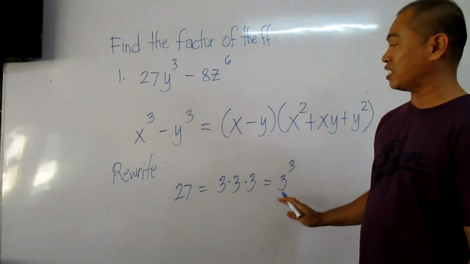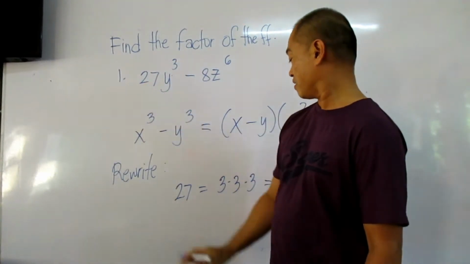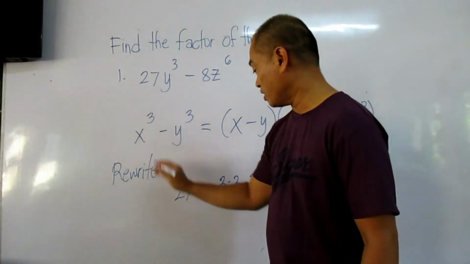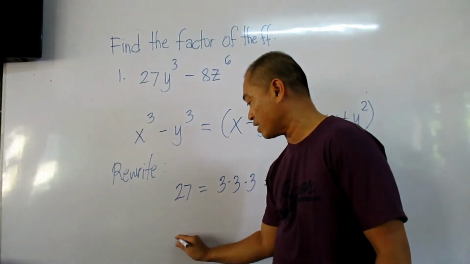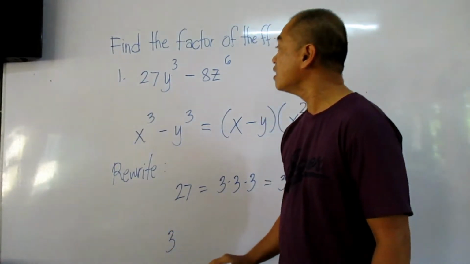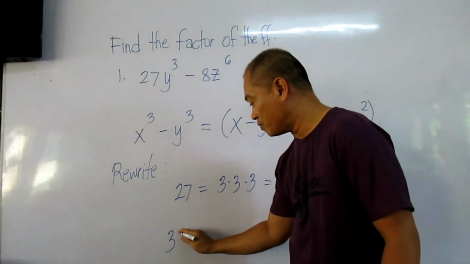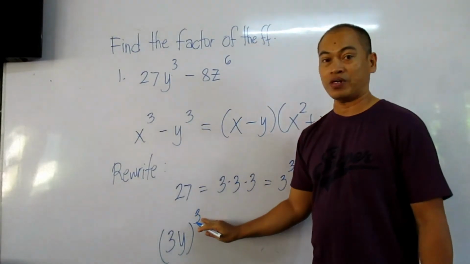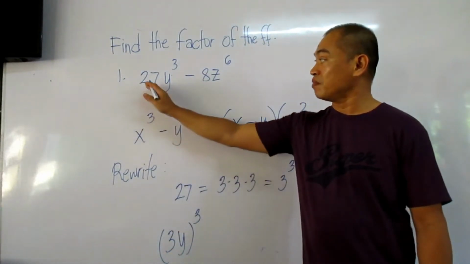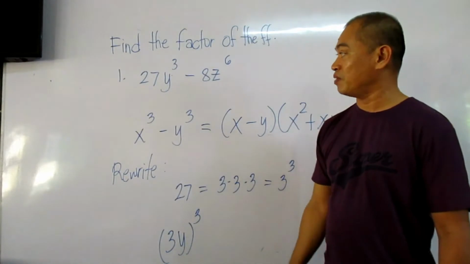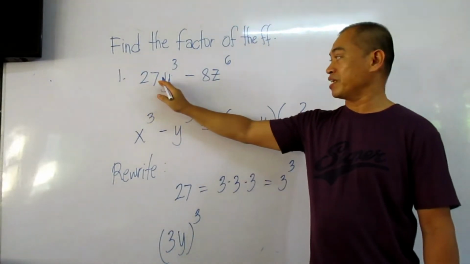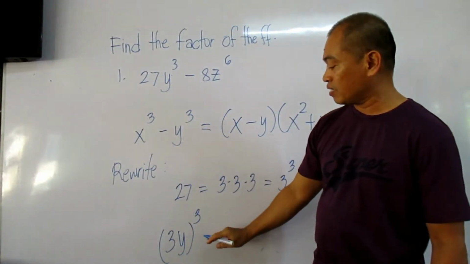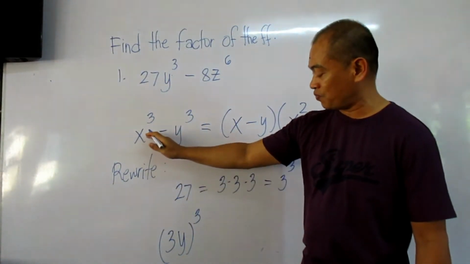So instead of writing 27, you're going to write it as 3 cubed. Now, for the y cube, that is y, because you're going to raise that into power of cube. It should be both of the variable, the numerical variable and the literal variable, coefficient. So, that is now the format.